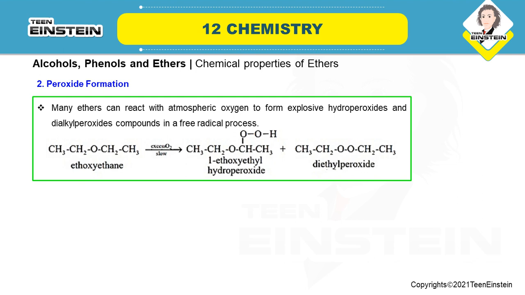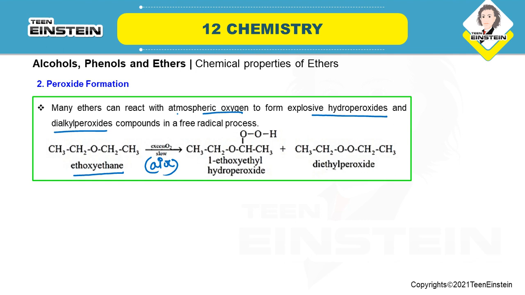Many ethers can react with atmospheric oxygen, that is oxygen that is present in the atmosphere, forming explosive hydroperoxide and dialkyl peroxide compounds by a free radical mechanism. For example, we have taken diethyl ether, you can also call it ethoxyethane, in the presence of excess oxygen, which is basically coming from air. Sometimes in a question oxygen is not written, simply air is written, so it actually means the same thing.